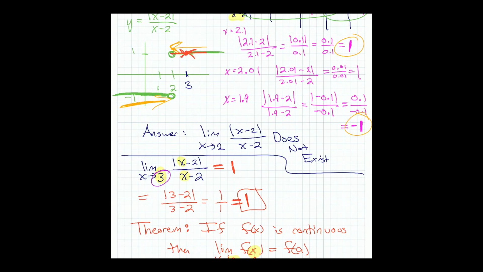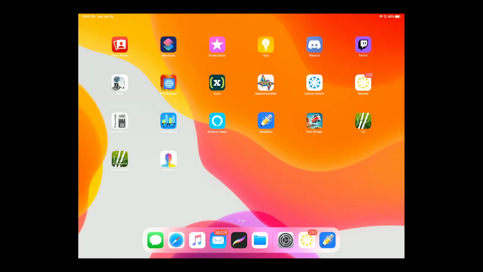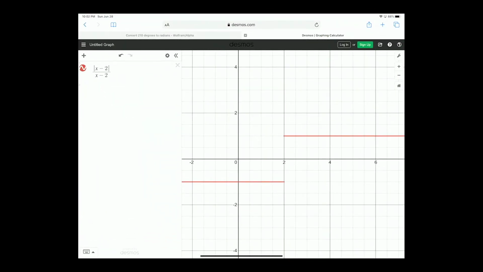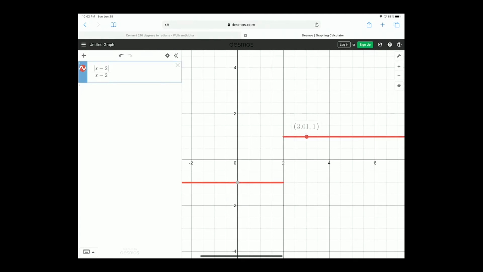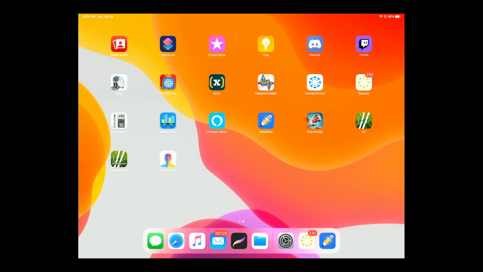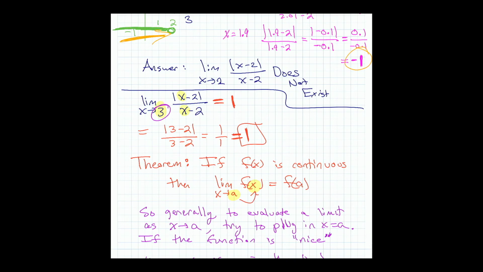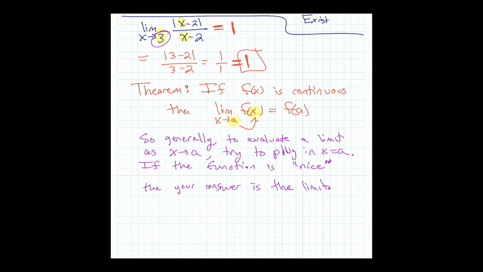So that's how you're going to deal with those absolute value ones. And if you get confused, you can always fall back on going to a computer and plotting the function so you can see what happens. You would be able to see that at 3 there were no problems. What do you get at 3 from the left and from the right? You just get 1. But at 2, that's where the problem is, because that's where the function jumps. All right, enough of that. Let's go back to what we were doing.